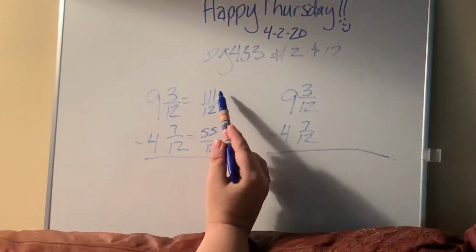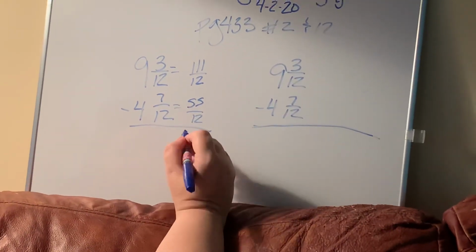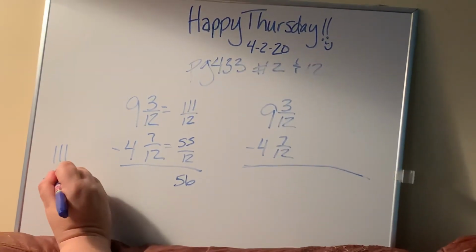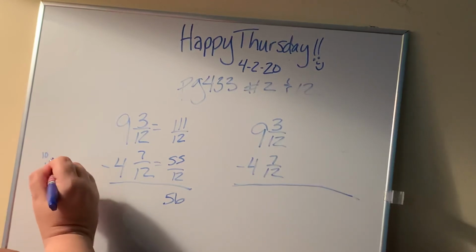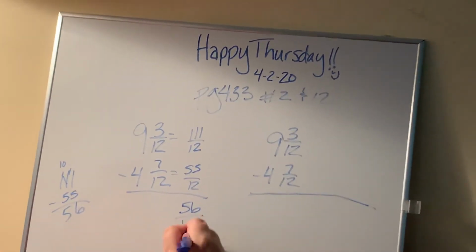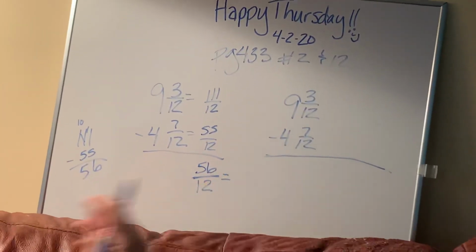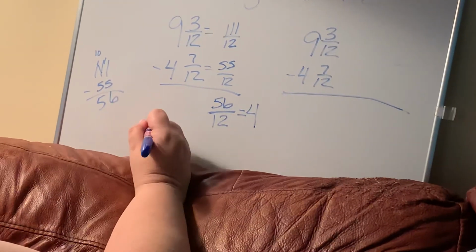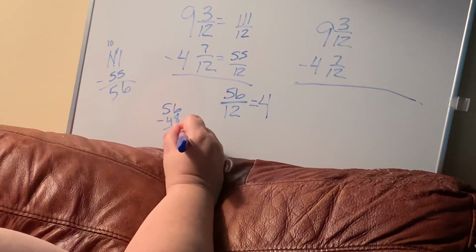All right, so 111 minus 55 leaves me with 56. If you don't believe me, come out to the side. Subtract. Okay. 56 over 12. Cannot leave it like this. So how many times will 12 go into 56? Well, it'll go 4 times, because 12 times 4 is 48. So 56 minus 48 leaves you with 8.